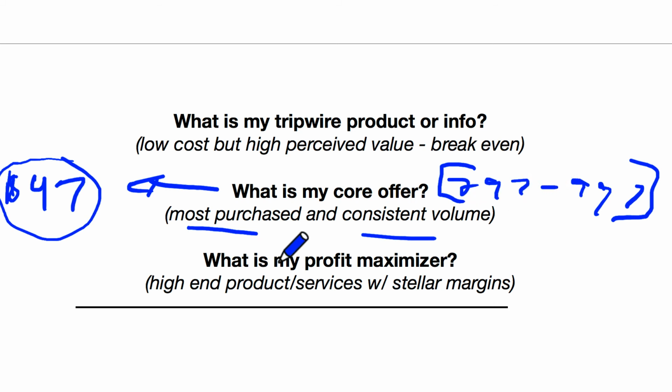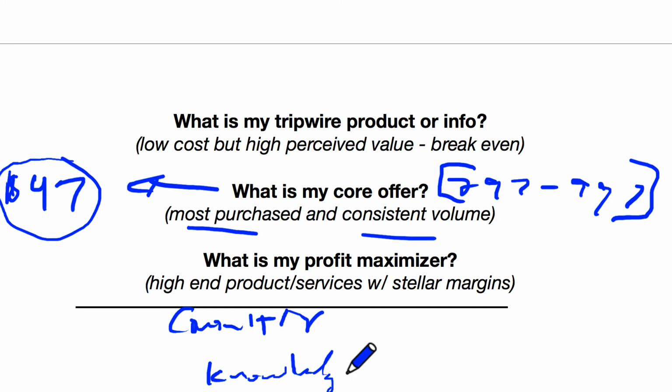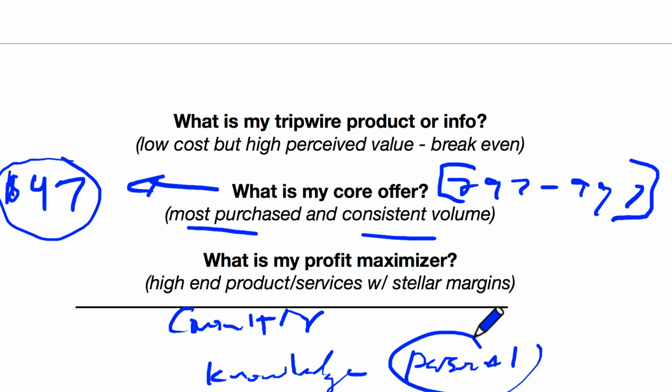Okay, and then what are your profit maximizers? These are your high-end products and services with stellar margins. Okay, consulting is one of the best things you can do because your basic overhead is your knowledge and your personal time. And if you do it right, you can even automate or minimize your personal time with one-on-one coaching, having other coaches in line, or having courses for them to go through, and then you follow up to make sure that they are doing the actual implementation of your knowledge. Okay, that's going to be your high-end stuff. So be thinking about that.